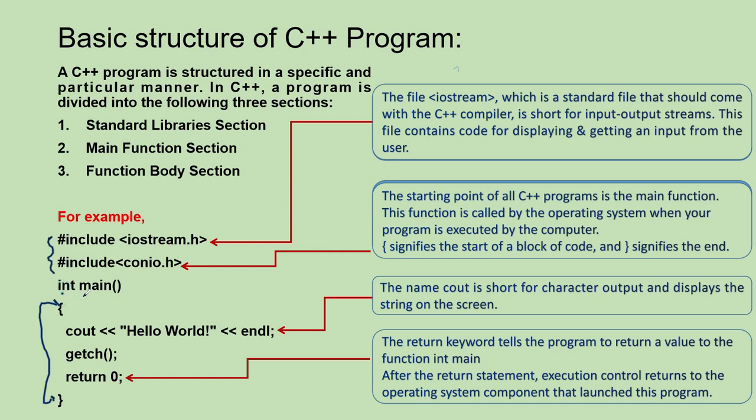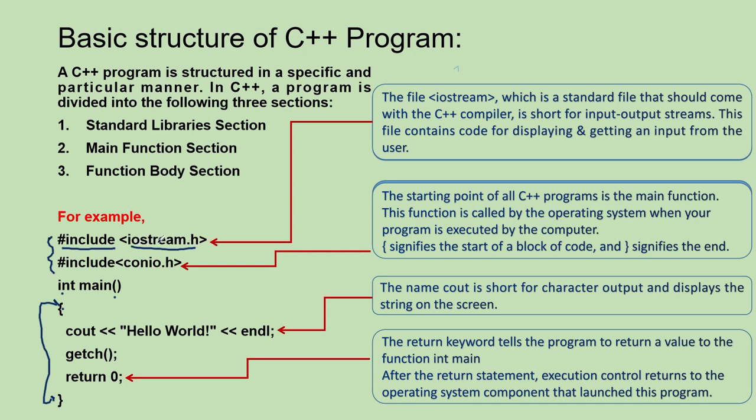Actually, main is a function, and this opening brace and closing brace is nothing but the body of the function. Everything is written inside main. Now let us understand what is there in this header section. In this header section, we see hash include, and then in this bracket there is written iostream.h.